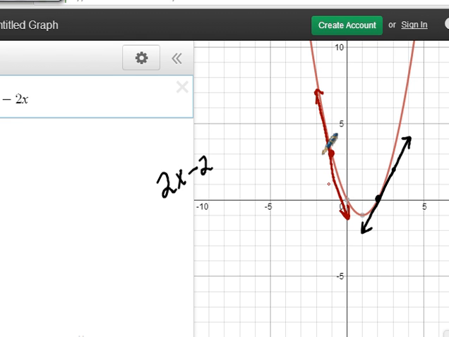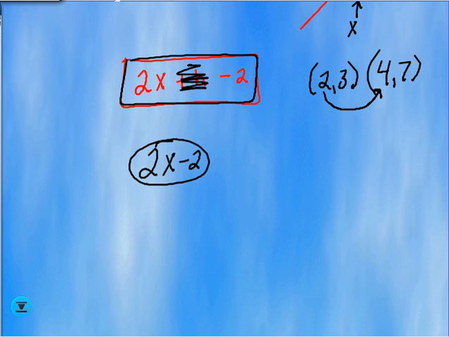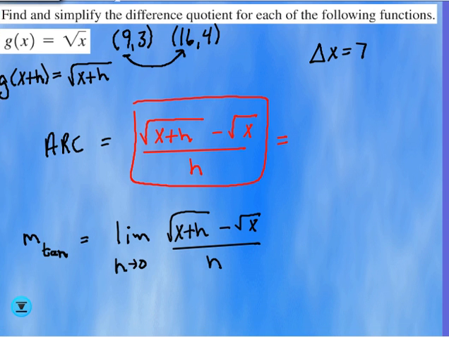So at that point, my slope of my tangent line is -4. So what you're doing with this whole difference quotient thing is you're finding a formula that you can plug any x value from this graph into, and it tells you at that particular instant what the slope of the tangent line is at that point. Okay, so let's go back to the one that's going to be a little bit tougher.